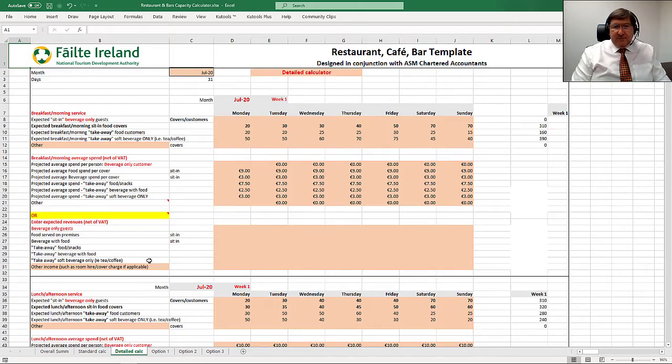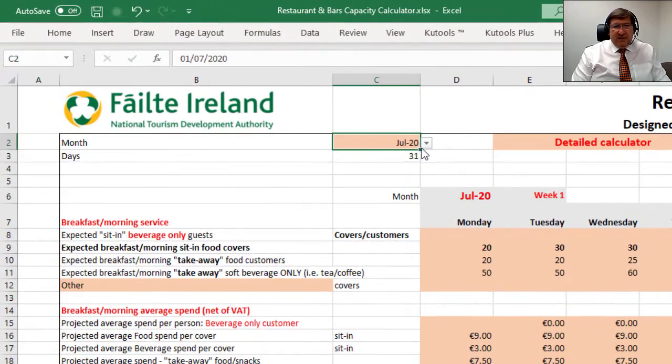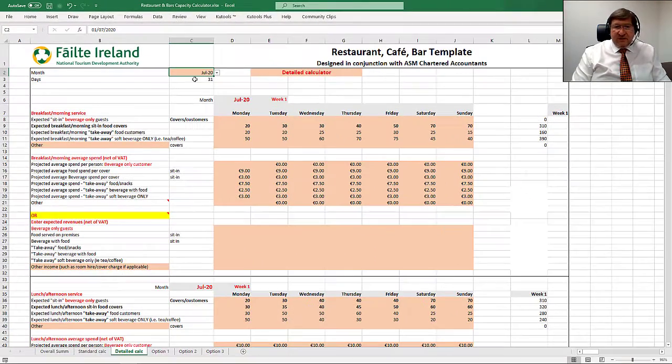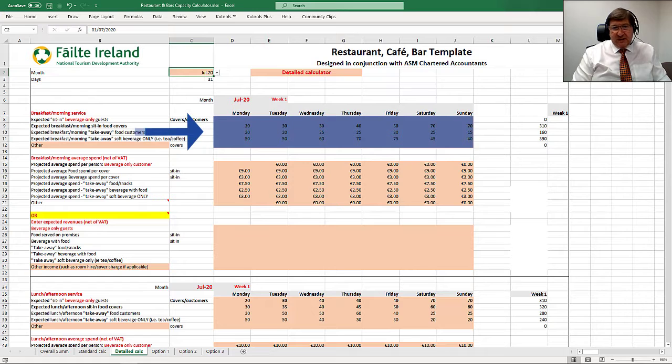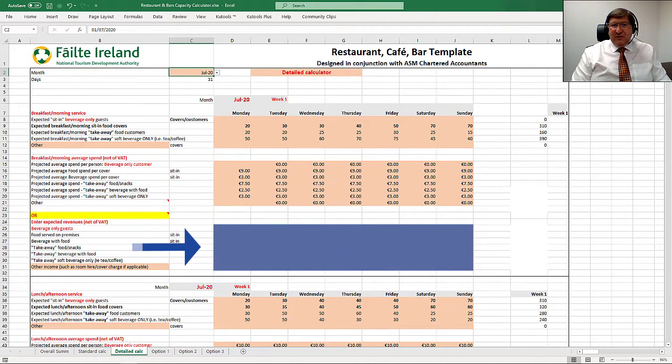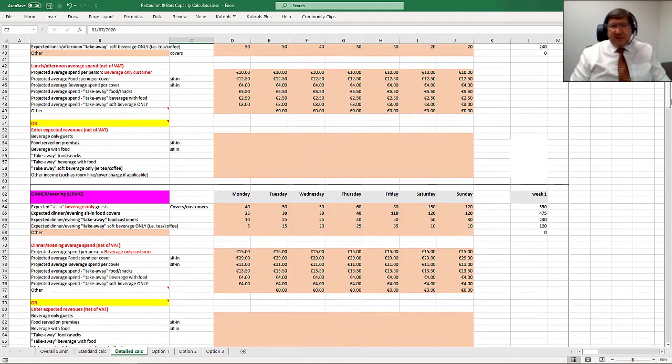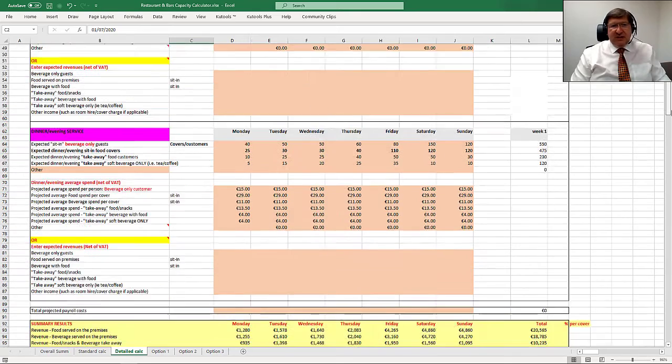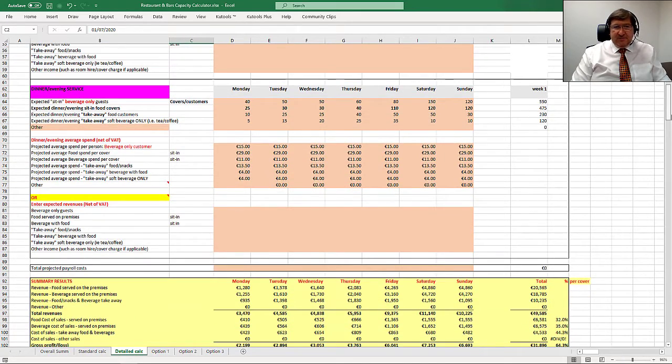Start your data entry by choosing from the drop-down menu the month that you are preparing projections for. For breakfast or morning service, if you offer it, enter the projected number of guests or customers using each of the services on offer here. Now enter the average spend for food and beverage. Alternatively, you can simply enter the projected revenue for each day by customer type in this section of the sheet. Scroll down the page to enter the same data for lunch, afternoon trading, and dinner, evening trading.